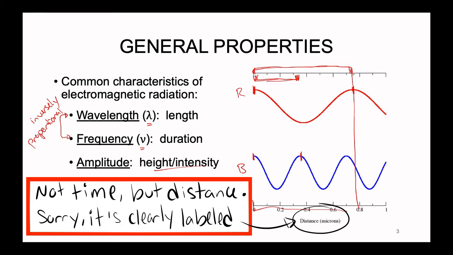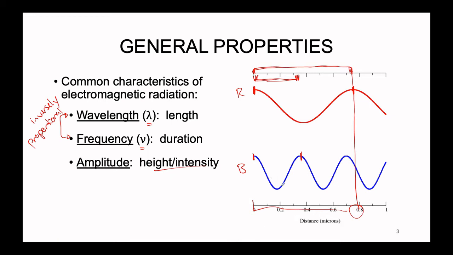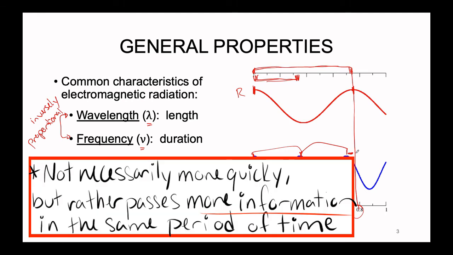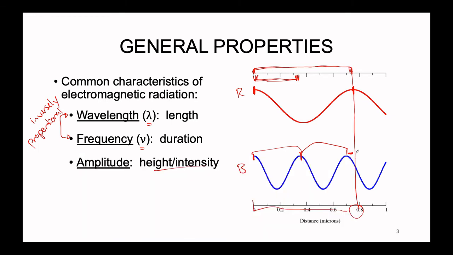So the red light takes this much time, like 0.8, in order for one peak to pass, one cycle of the light. In that same amount of time, we have 1, 2, and a little bit extra of the blue light that has passed. So the blue light has a shorter wavelength and as a result can pass more quickly from one place to another. It has a higher frequency. So low frequencies give high wavelengths, and the opposite is also true.